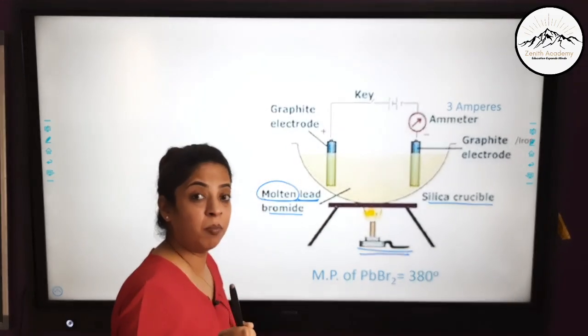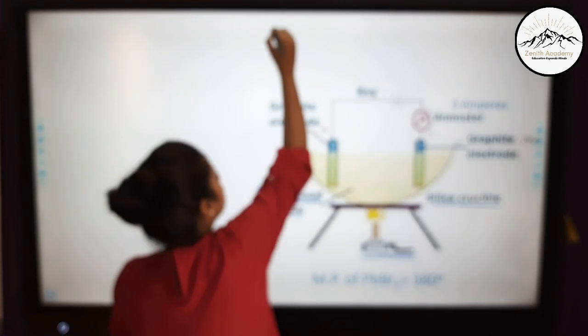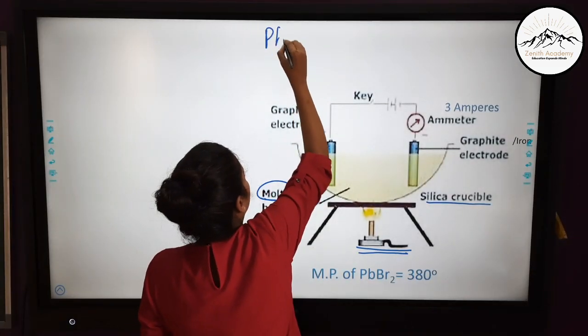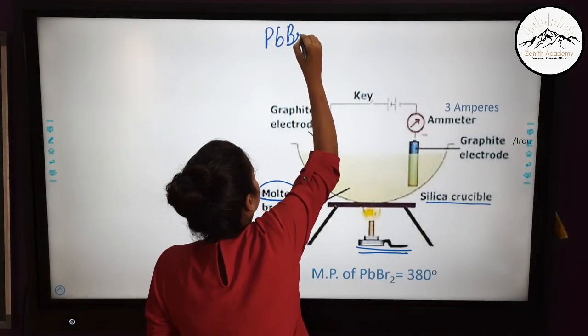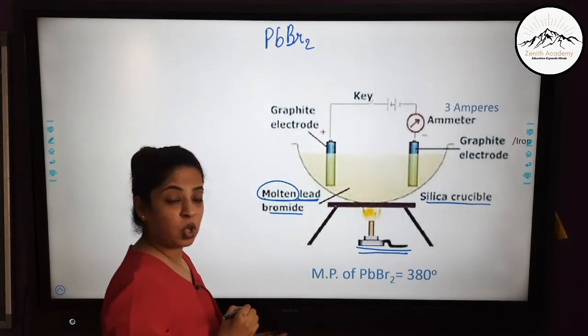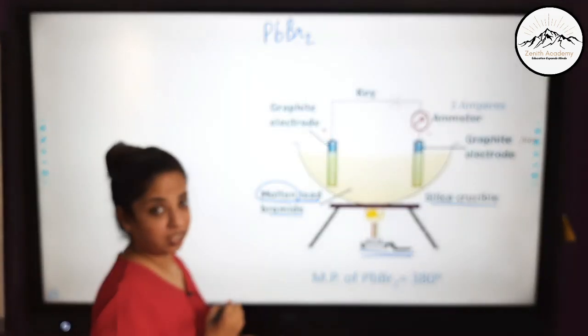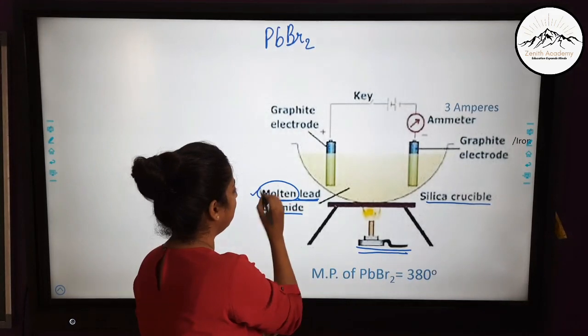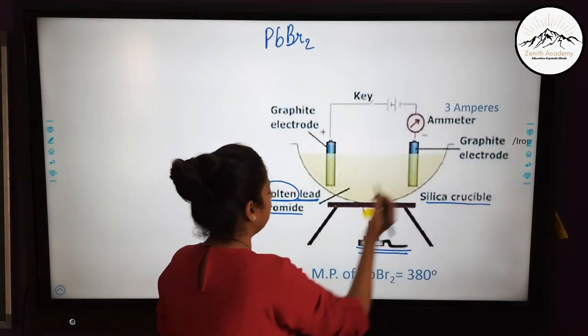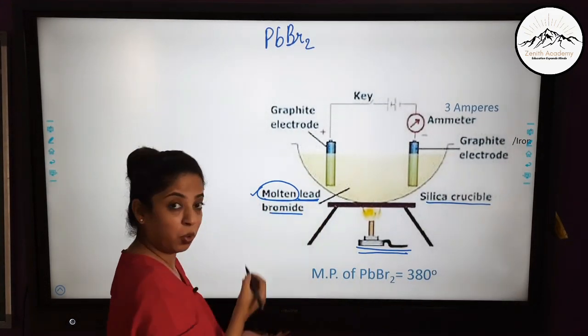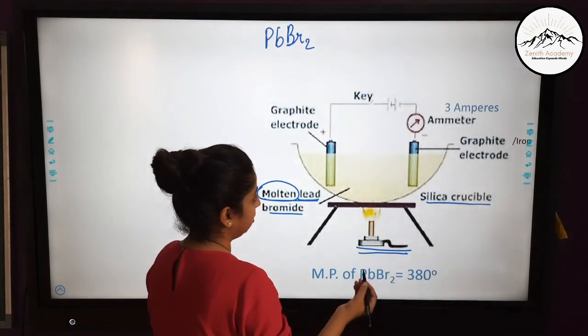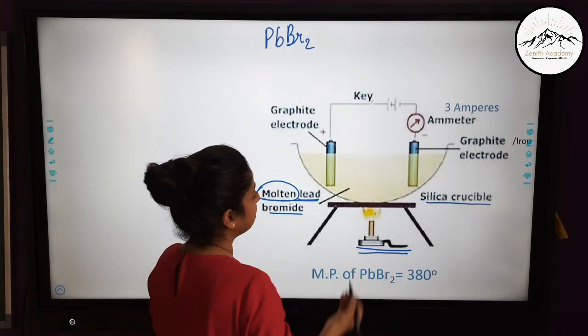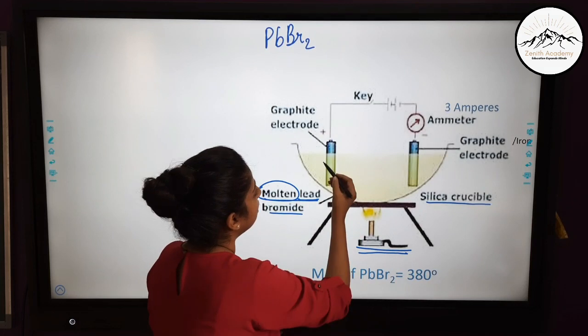You all should remember that lead bromide in solid state, that is PbBr2, doesn't ionize in the solid state and hence it cannot conduct electricity. That is why we have to melt it. So that is why in the silica crucible we take molten lead bromide, and we continuously keep on heating it slowly from outside to keep it in the molten state.